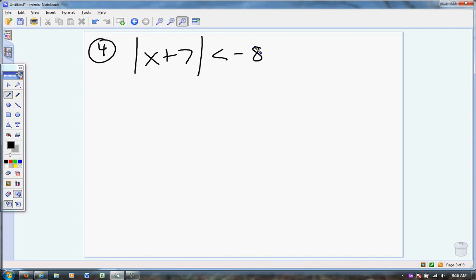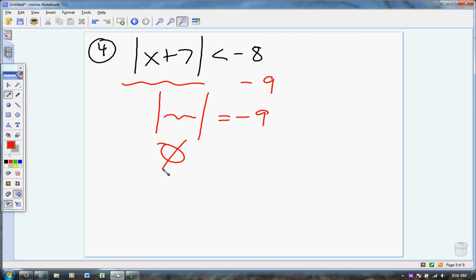Look at what this is saying. I've got an absolute value over here, and we're saying it's less than negative 8. Somebody pick a number less than negative 8. Negative 9. Can I take the absolute value of anything and get negative 9? No. No solution on this one.